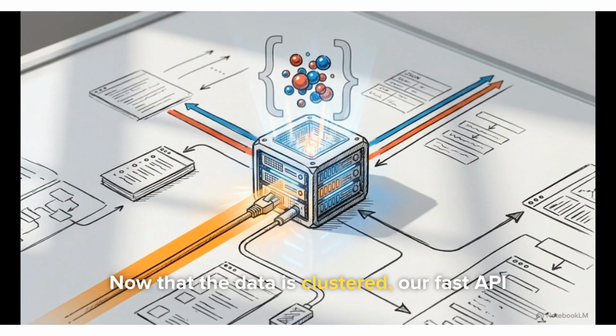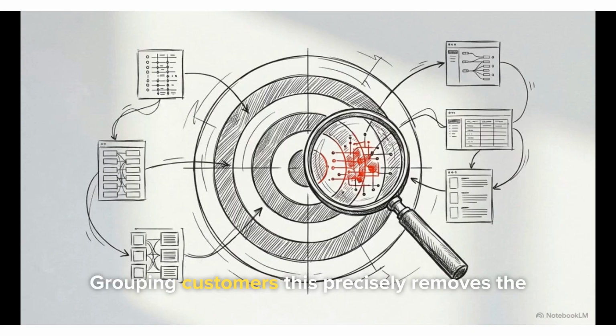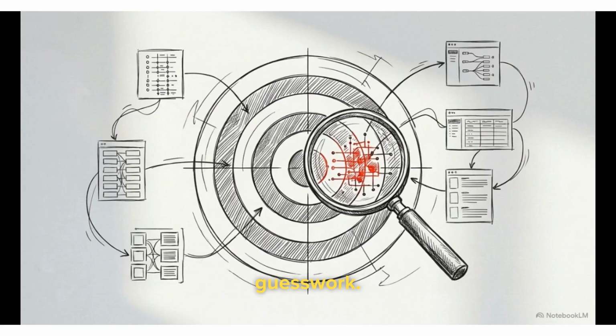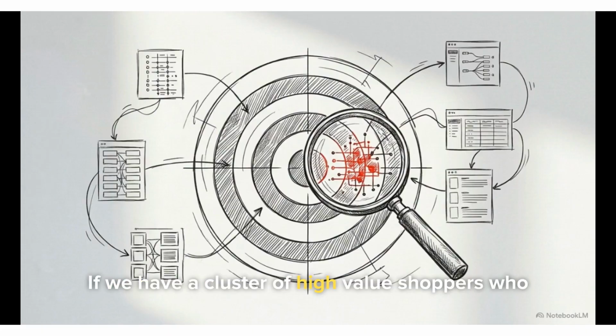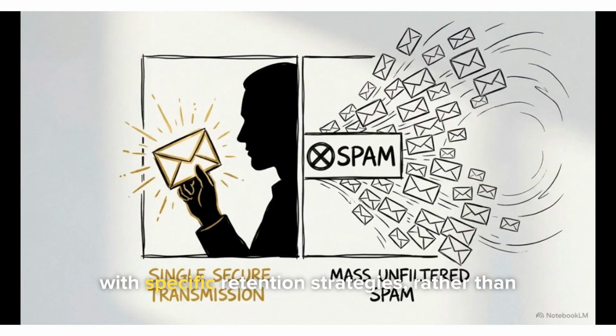Now that the data is clustered, our FastAPI endpoint packages these groupings into a clean JSON payload, ready to be requested over the network. Grouping customers this precisely removes the guesswork. If we have a cluster of high-value shoppers who frequently return items, we can target them with specific retention strategies, rather than blasting out a generalized marketing email.